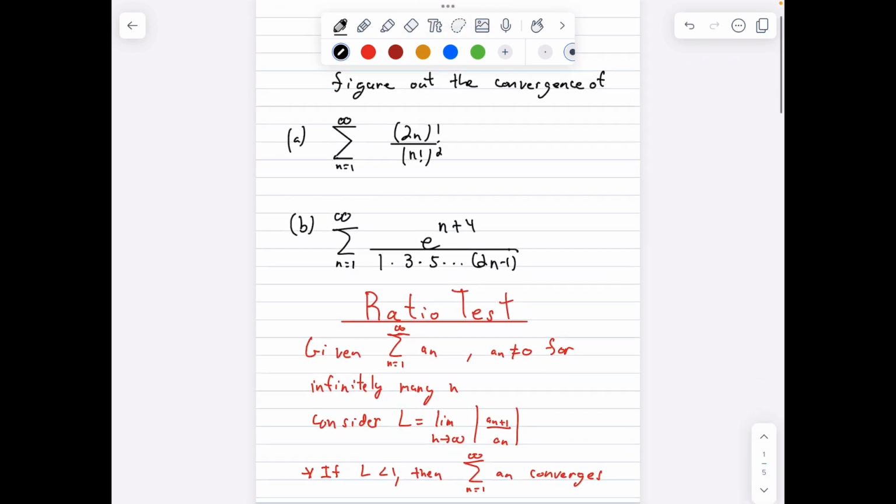For the next video, I'll work on part B, which is the series from 1 to infinity of e to the n plus 4 over 1 times 3 times 5, and so on. So basically, it's like the product of the odd numbers here. It's like an odd factorial, think of it that way. And yeah, we'll work on that.